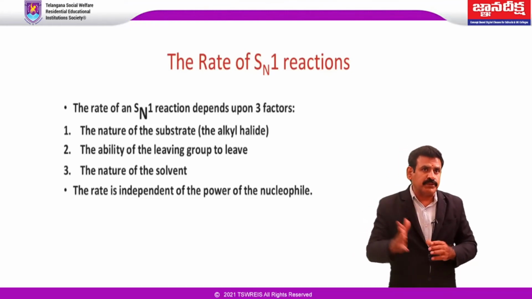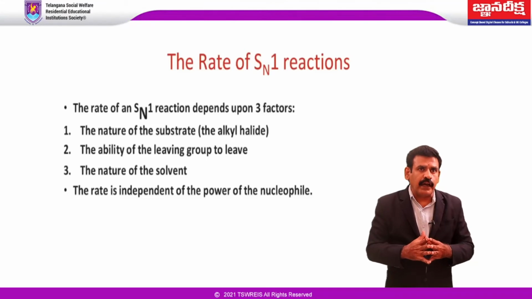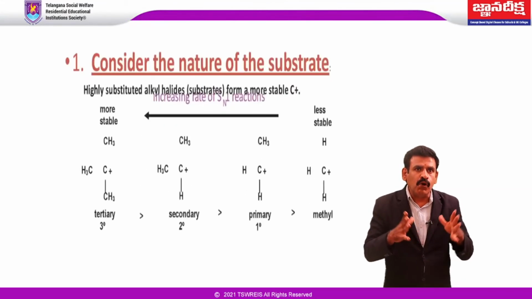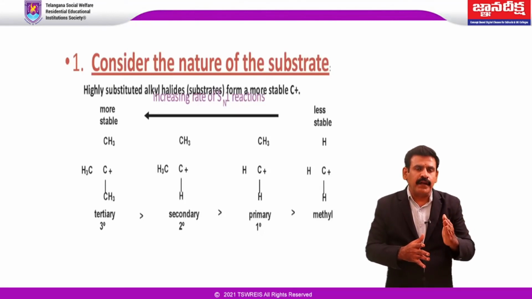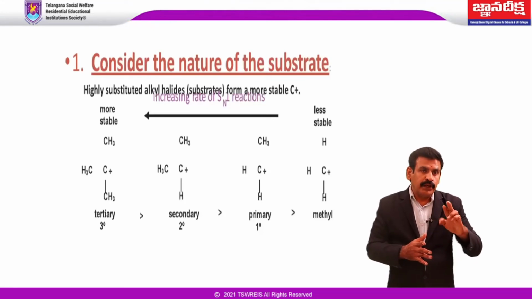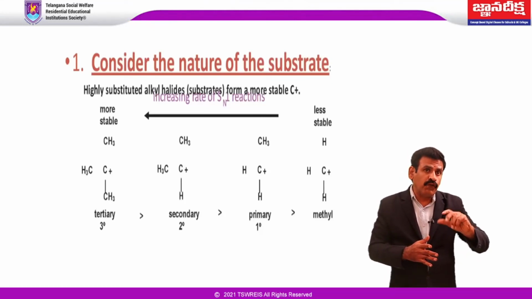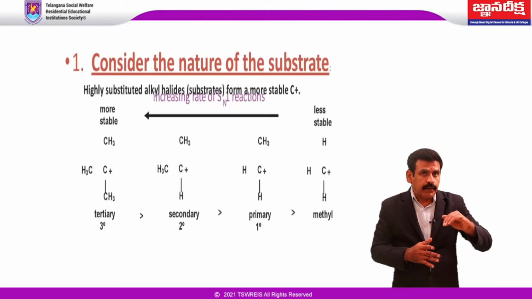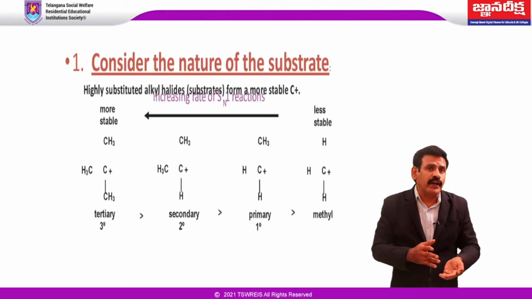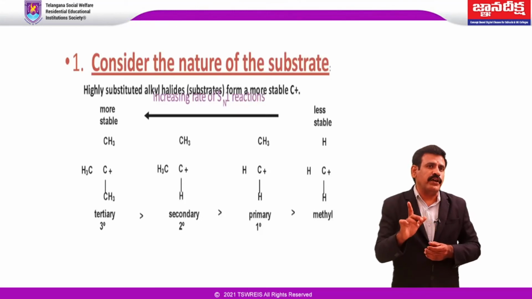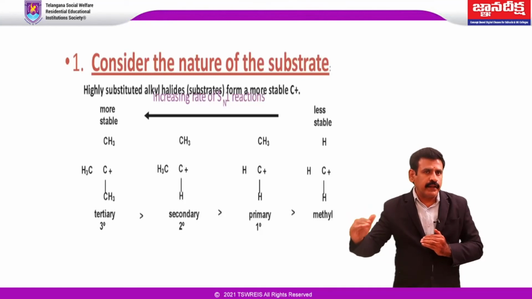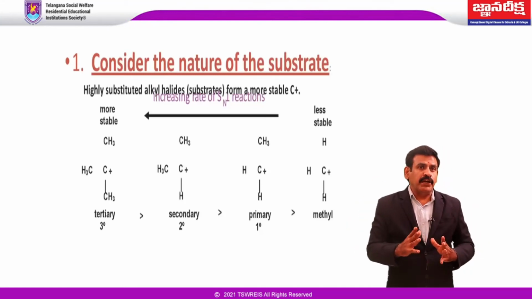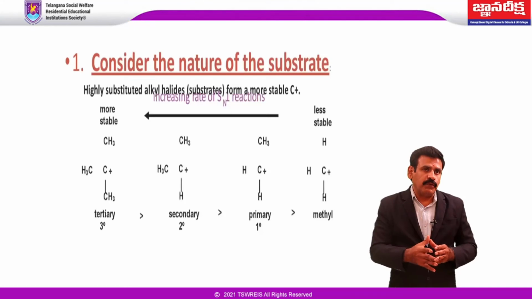consider the nature of the substrate. Highly substituted alkyl halides form more stable carbocations. See, a tertiary carbocation is more stable than secondary, than primary, and than methyl. So here tertiary alkyl halide is more favored for SN1 reaction. So the substrate order favors tertiary alkyl halide, then secondary, then primary, and then methyl. Yeah, stability of carbocations. This is also one of the factors.